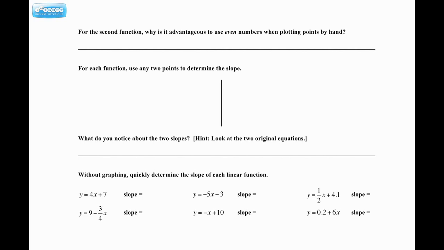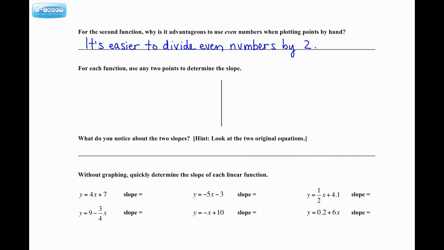For the second function, why is it advantageous to use even numbers when plotting points by hand? So I did discuss this earlier, but let's put it down here. It's easier to divide even numbers by 2. And we were dividing by 2 because in that fraction we were multiplying by 3/2. So that's the same as multiplying by 3 and then dividing by 2.